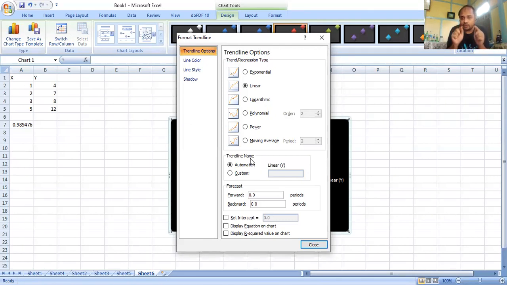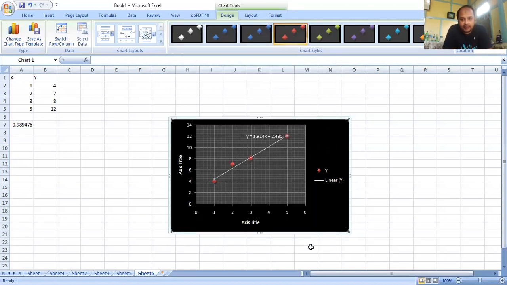So I want this software to display that particular equation for us. What we will do is click on this button, which is called display equation on chart. We will close it, and you see this equation will come out. Can you see? This is the equation that will come out.